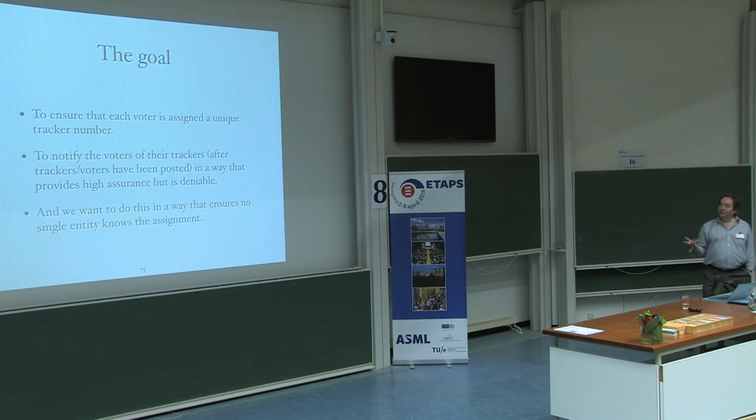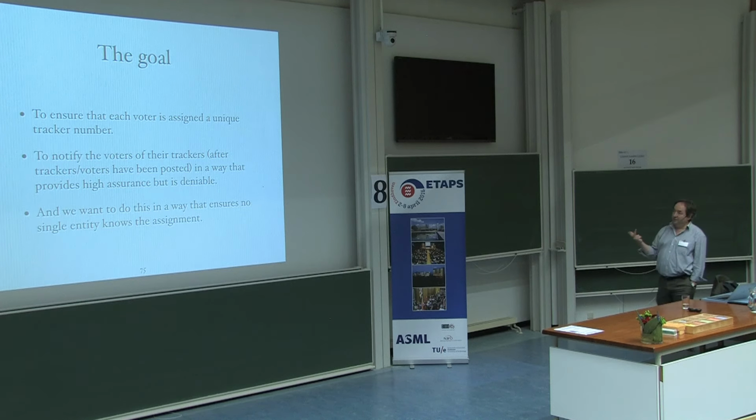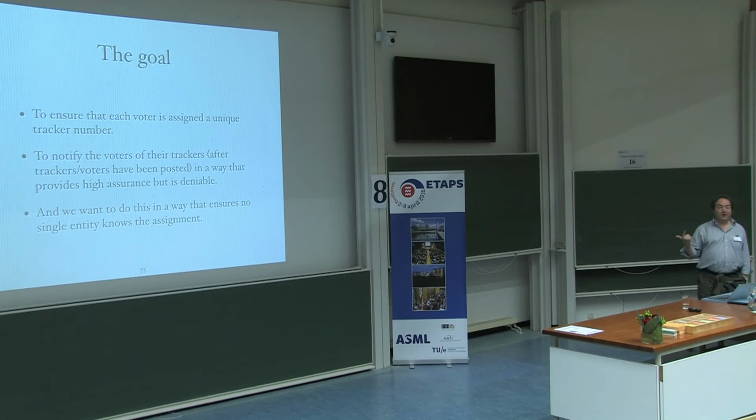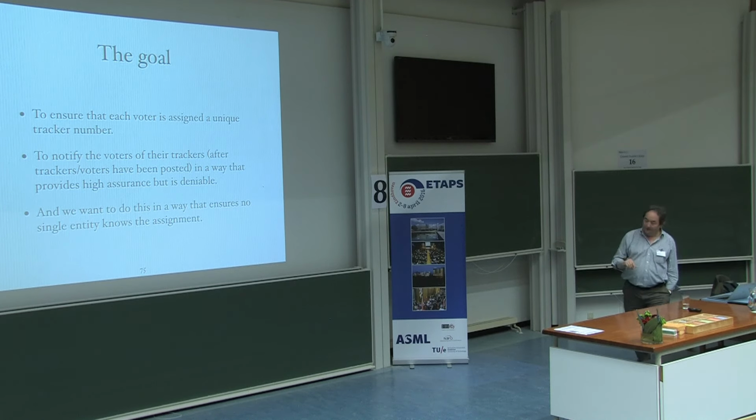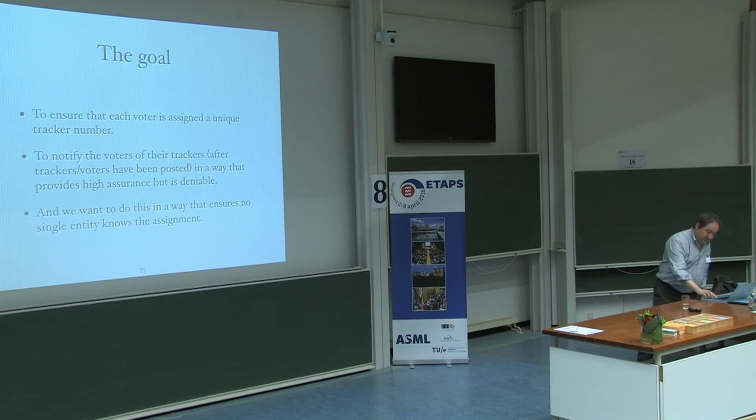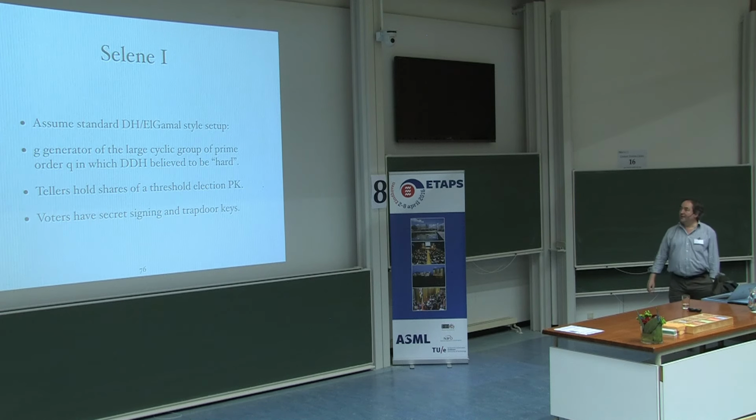So the aim is to come up with a scheme which first of all guarantees that every voter will get a unique, distinct tracker number, and then notifies them in a way which gives them high assurance that it's, in an appropriate sense, the correct tracker for them, and that effectively means that it's one that's been committed to them on the web bulletin board previously, which I'll describe in a second. But it has to be in a way that's deniable, so that they can still claim an alternative tracker number if they're being leaned on by a coercer. And of course, we want to do it in a distributed way which doesn't trust any individual object.